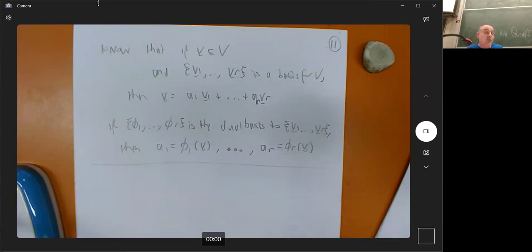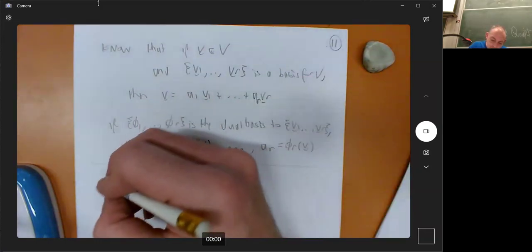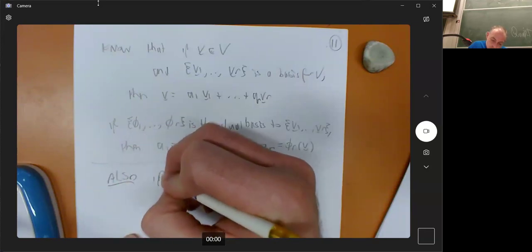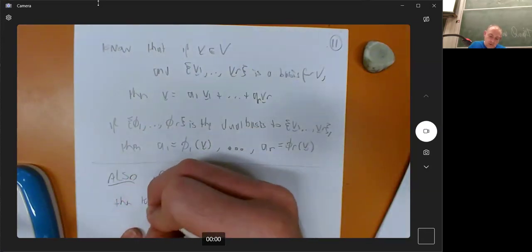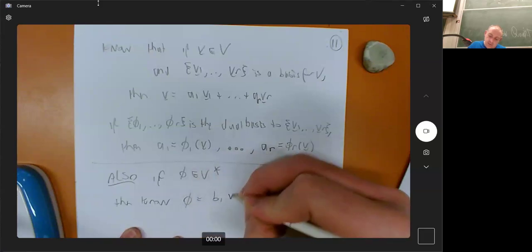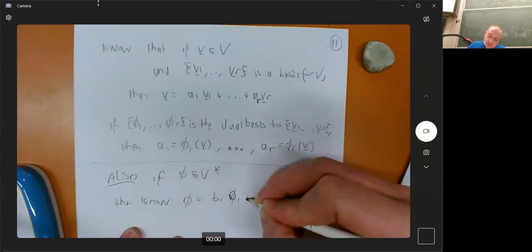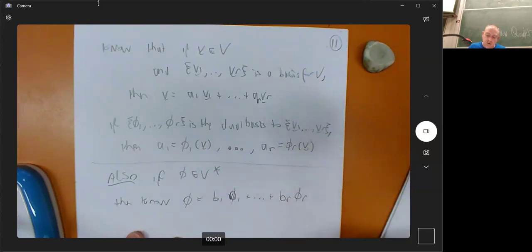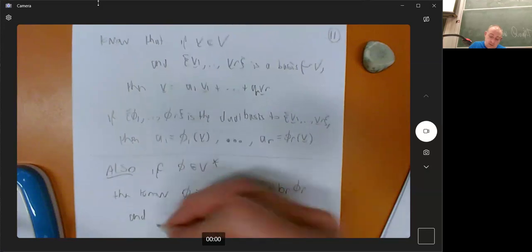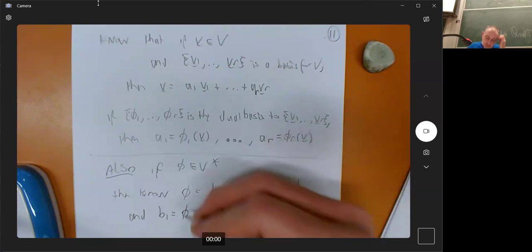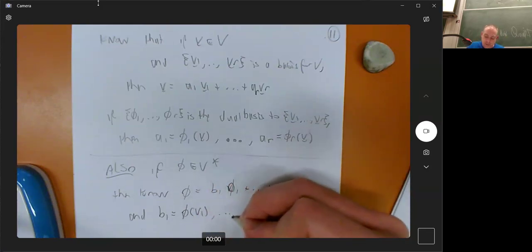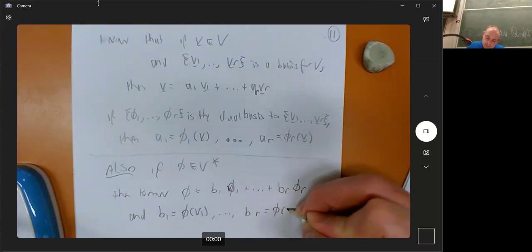If you would like to write a linear functional as a combination of your dual basis, then you can do it as well. So also, if phi is anything in V star, then you know that phi is something times phi1 plus all the way up to something times phi r. You know that's true. And the correct coefficients are that b1 is phi of v1, all the way up to br is phi of vr.